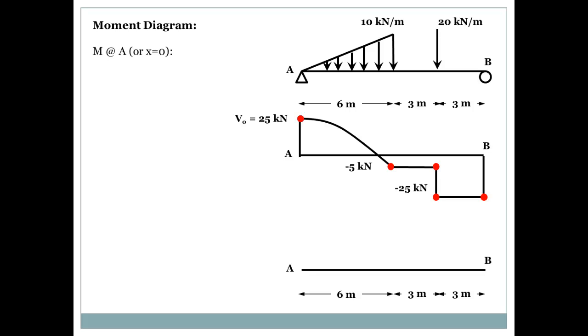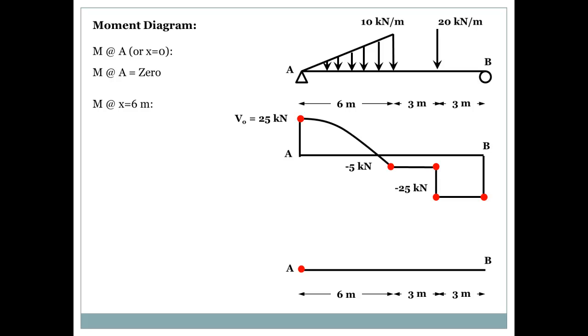Okay, what is the moment at x equals 0 or at A? This is a hinge, so the moment should equal 0. So we have a 0 point at A. What about the moment at x equals 6?